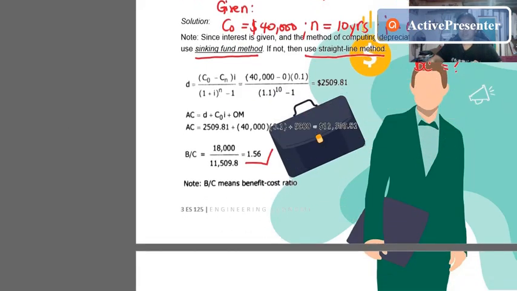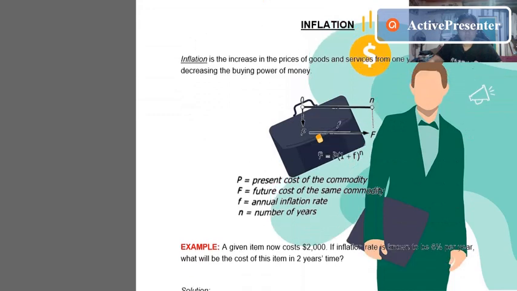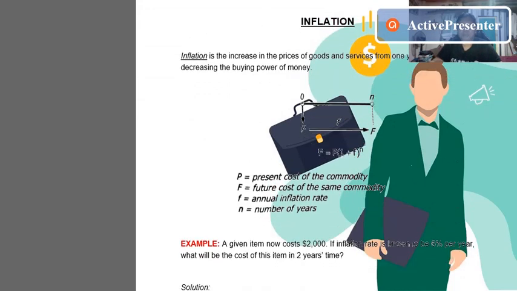Then let's proceed to another topic for our final. We have inflation. You should be familiar with inflation, right? Inflation is the increase in the prices of goods and services from one year to another, thus decreasing the buying power of money. We are familiar with inflation, like what is happening now, when our prices are rising.